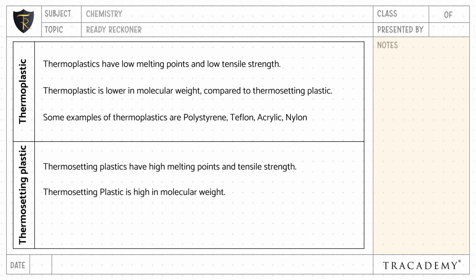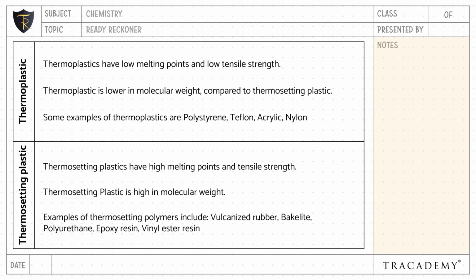Some examples of thermoplastics are polystyrene, Teflon, acrylic, and nylon, whereas examples of thermosetting polymers include vulcanized rubber, bakelite, polyurethane, epoxy resin, vinyl ester resin, etc.